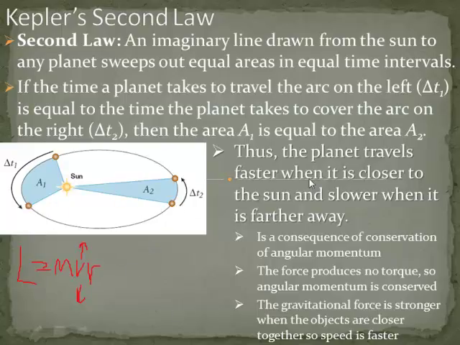So you can think of Kepler's second law as 2 things. 1, conservation of angular momentum, very important. 2, gravitational force is stronger when the objects are closer together.